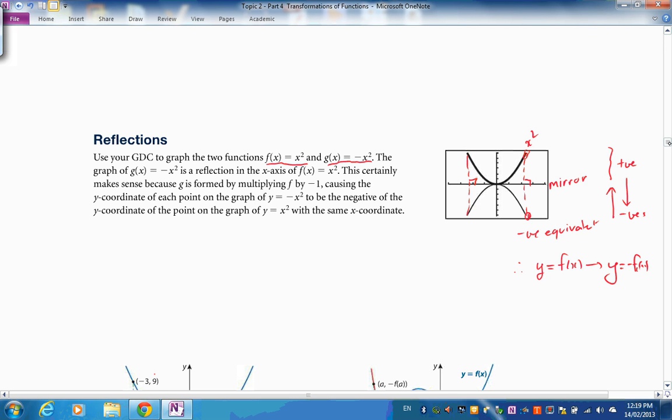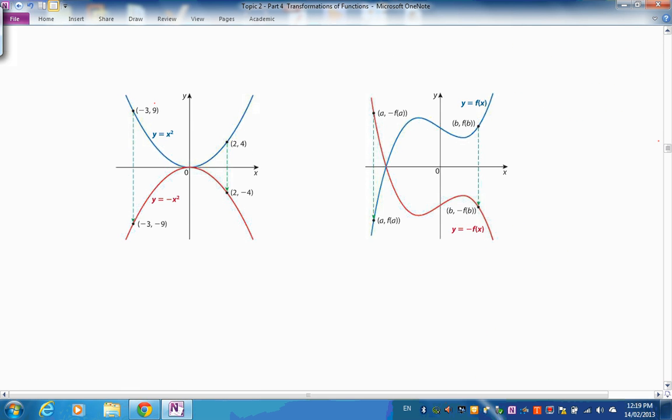Let's look at it down here. Some actual examples then. Here's x squared. If we reflect it in the x-axis, 2, 4 an equal distance on the other side becomes 2, neg 4. Neg 3, 9 will become neg 3, neg 9. It's got to go as far behind the mirror, which is the x-axis, as it is in front. So you're multiplying by neg 1. The function changes from y equals x squared to y equals neg x squared.